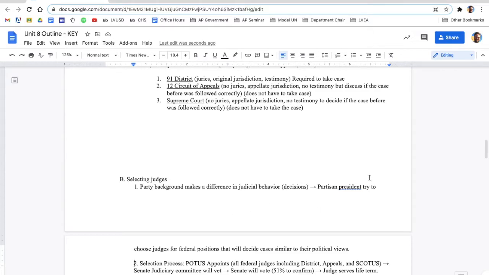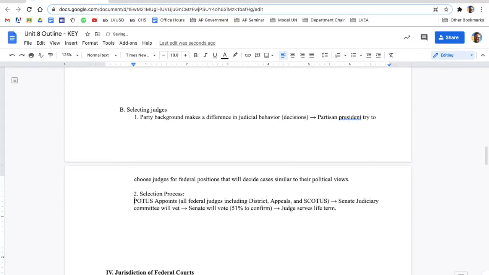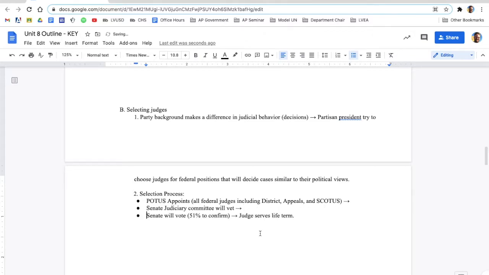So that definitely plays a role. Now, how does it work? The process is, and maybe this will help too. The president will appoint all federal judges, district, it'll also be appeals and Supreme Court. The Senate Judiciary Committee, so specific senators on a committee, will vet, which means they'll interview, ask questions, see if the person is qualified, and then the Senate will vote.